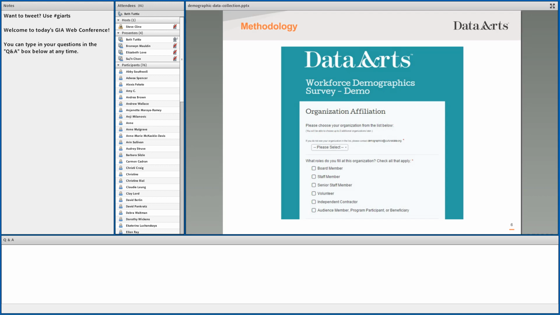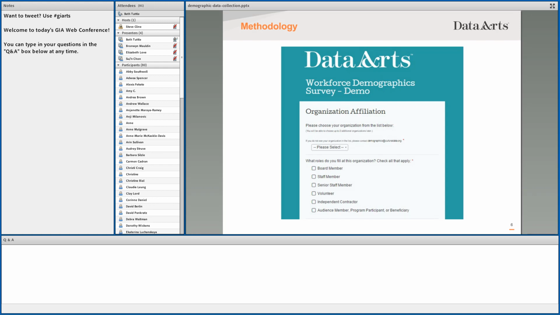So participants come in here, and they're asked to affiliate with an organization, typically selected from a preloaded list of those that are being invited to participate. If a person is affiliated with more than one organization, which sometimes happens because someone may be a staff member at one organization and a board member at another, they have an opportunity to select up to 3 and to identify their role with each of those organizations.